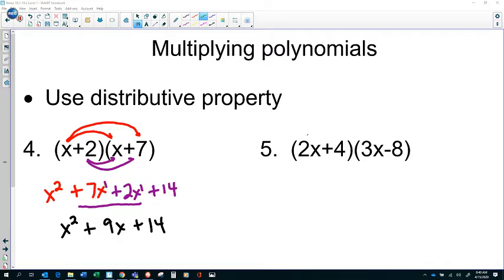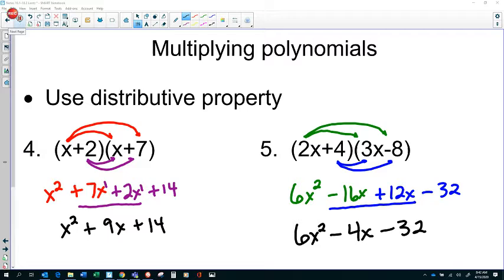Why don't you go ahead and try this one using the distributive property. Again, distribute the 2x to the 3x, then distribute the 2 to the negative 8. And then when you're done with that, distribute the 4. 4 times 3x, and then 4 times a negative 8. Use the same process over here. If you need to rewind and watch my process, fine. If not, go ahead and tackle it. Pause the video and resume when you're ready for the answer.